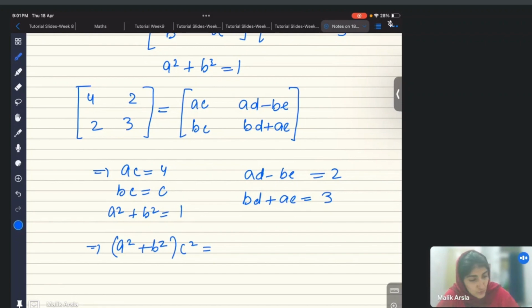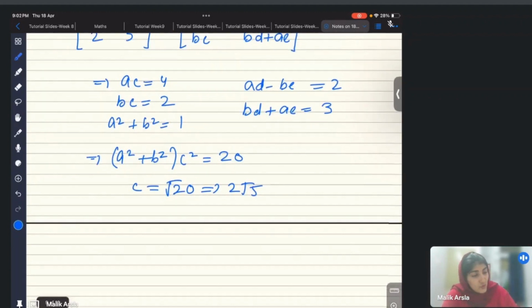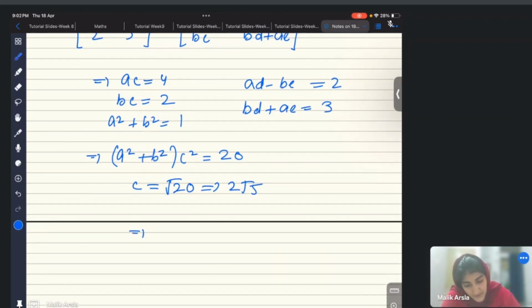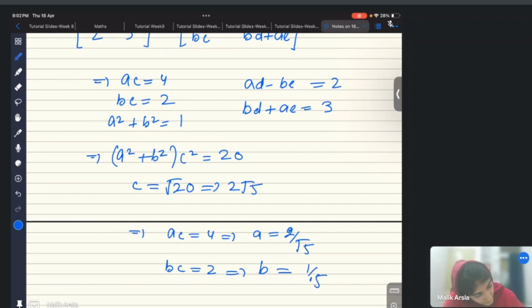This BC is equal to 2 here. So it will be 4 squared, 16, plus 2 squared, 4, that is 20. So C is root 20, which is equal to 2 root 5. Substituting this value of C in the above two equations, we find AC is equal to 4, implying A is equal to 2 upon root 5, and BC is equal to 2, implying B is equal to 1 upon root 5.